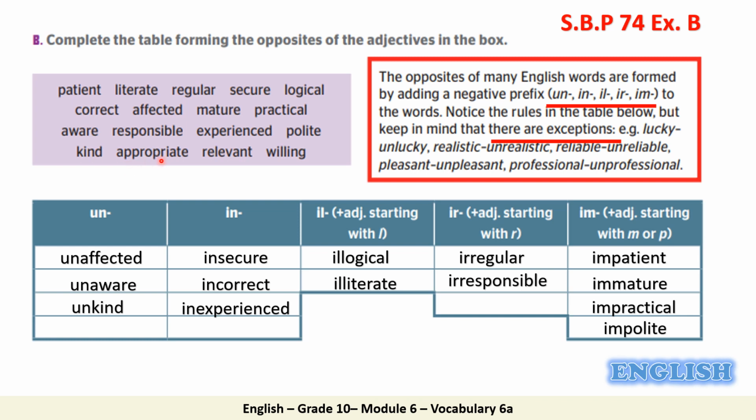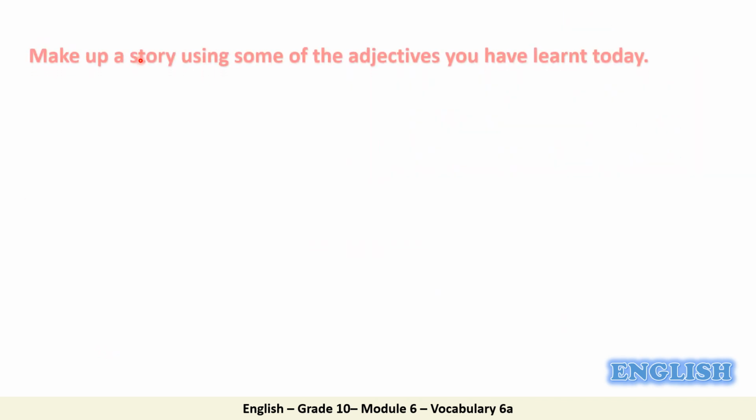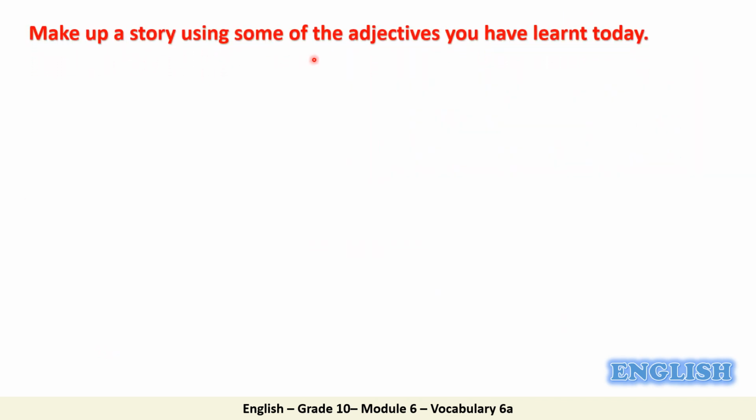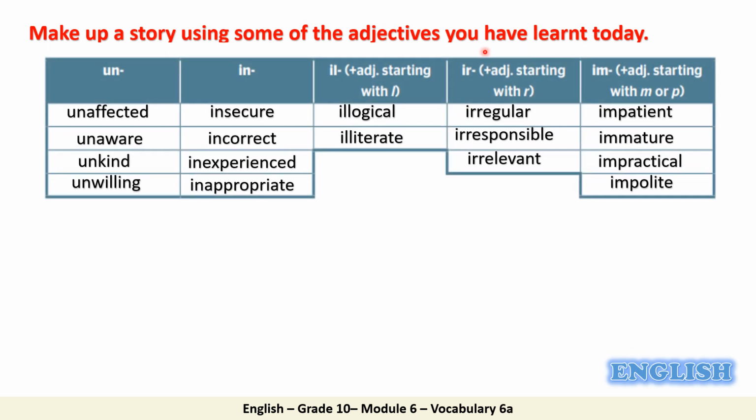Appropriate, what is the opposite of the word appropriate? And what is the suitable prefix? It is inappropriate. Relevant starts with R, so it becomes irrelevant. And finally, willing, which is unwilling. Now, let's make up a story using some of the adjectives you have learned today. Here are the adjectives. Now I want you to pause the video for a while and to try to write a short story using these adjectives.